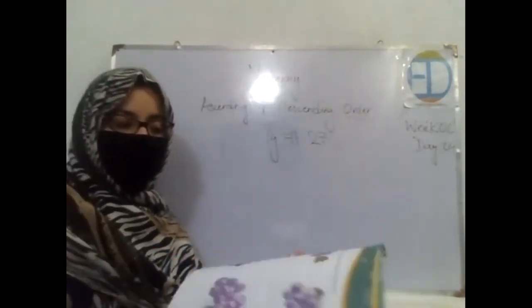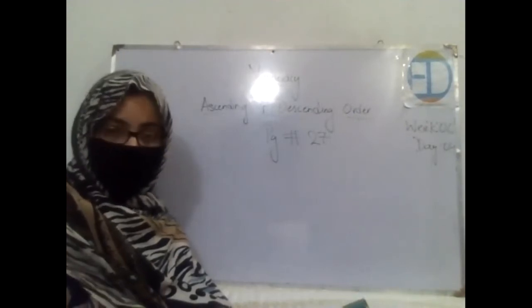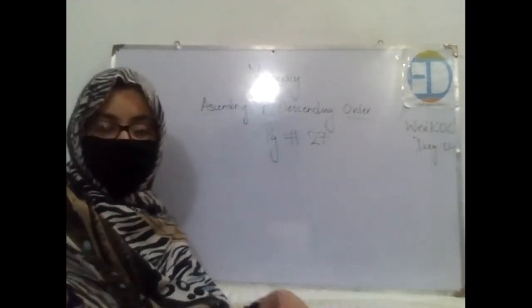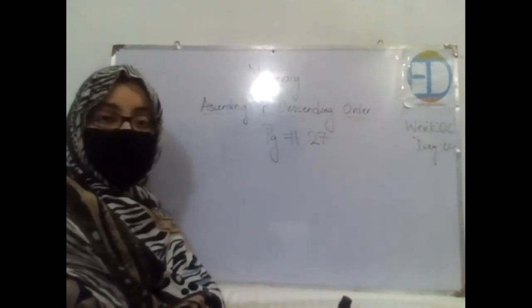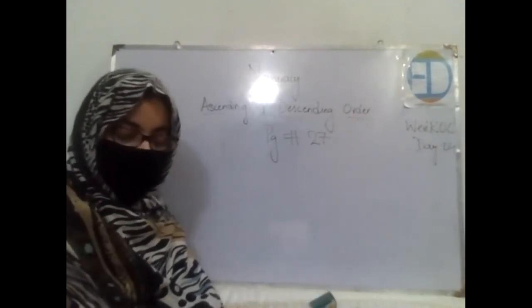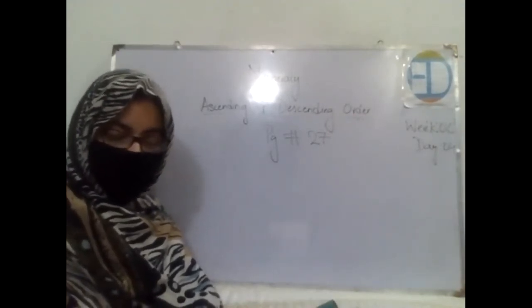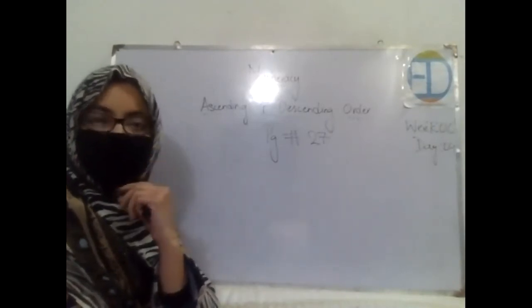The statement of the question says: write the numbers shown in ascending order. You are supposed to write them in ascending order. By ascending, it means that you will start from the smallest number and you will move toward the highest one. So the first one is already solved for you. I'll be solving the second one for you, and then you will solve the next two by yourself.